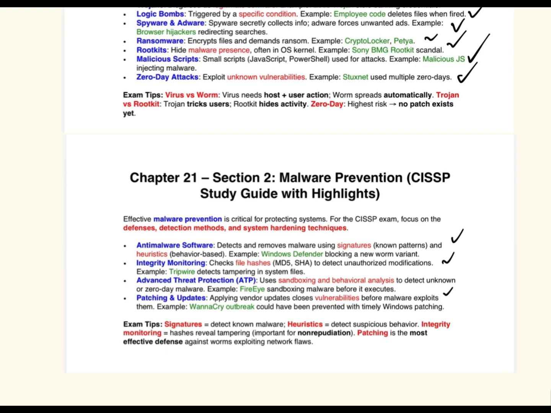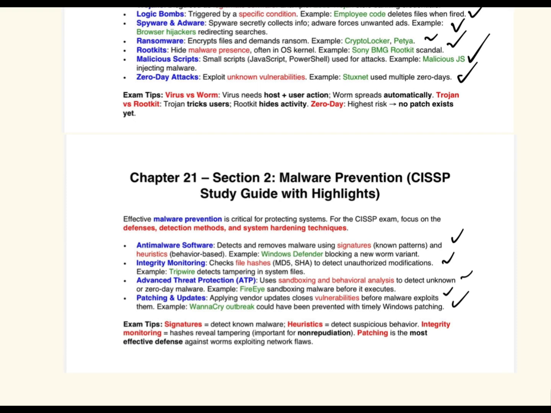Patching updates are the most effective defense, closing vulnerabilities before malware exploits them. For example, WannaCry exploited outdated Windows systems. Timely patches would have prevented it. So patching is a proactive, essential part of system hardening.